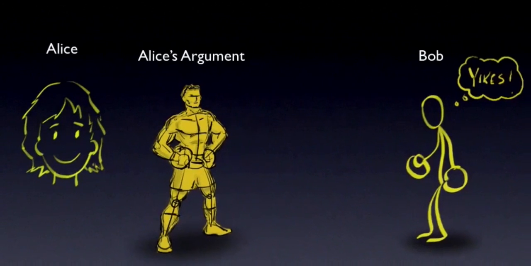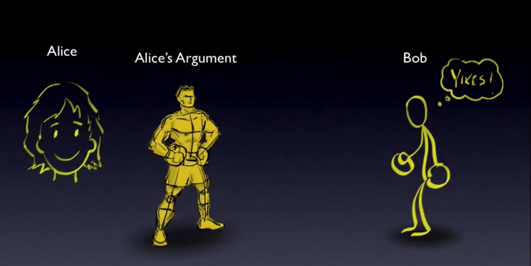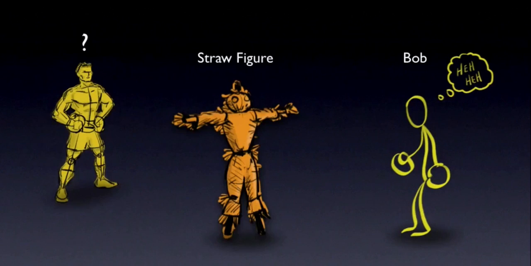The fallacy works like this. Alice offers an argument to Bob. She wants to convince him of something. Let's say that Alice's argument is really pretty strong, like this boxer. Bob isn't sure he can handle this argument. So instead of trying to refute Alice's actual argument, Bob decides to engage a different argument. He decides to engage this straw figure.